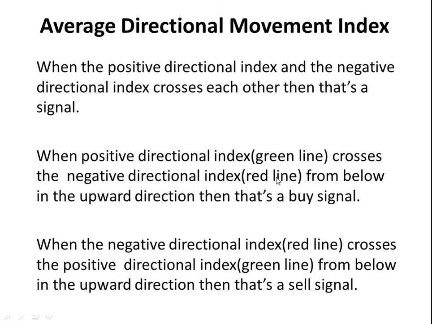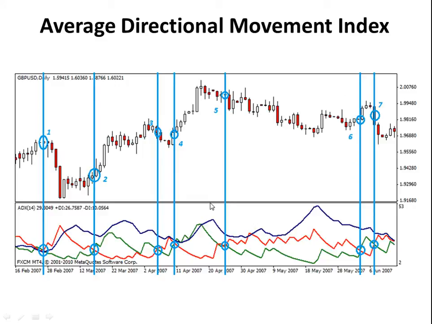When the positive directional index, that is the green line, crosses the negative directional index, that is the red line, from below in the upward direction, then that is the buy signal. If you see this one, this is the green line which is the positive directional index and the red line which is the negative directional index, and the green line crossed the red line from below in the upward direction. So this is a buy signal.